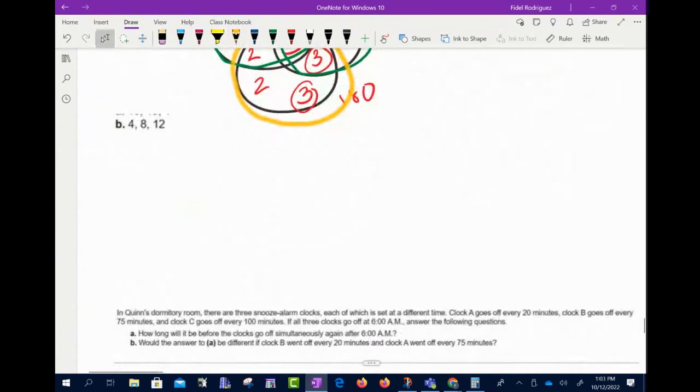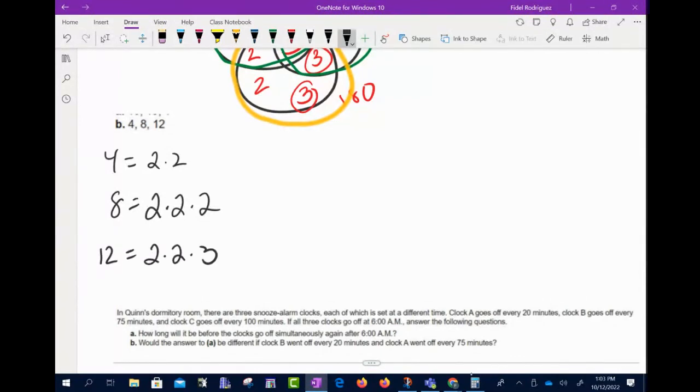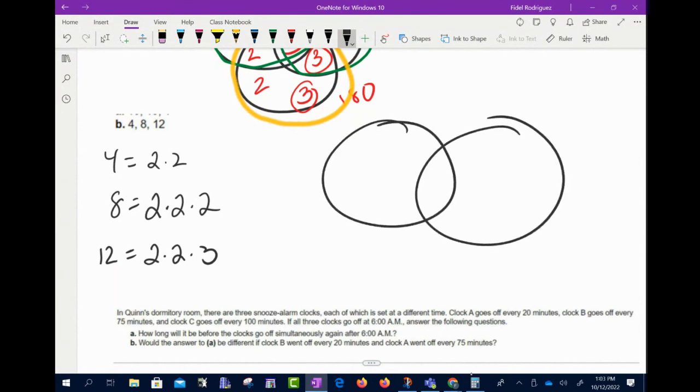So look, let's do the same thing for 4, 8, and 12. We're going to break down 4. 2 and 2. We're going to break down 8. 2 and 2 and 2. And we're going to break down 12. 2 and 2 and 3. Okay. 1, 2, 3. Okay.